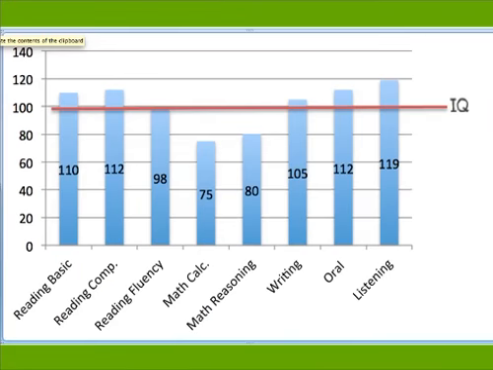Let's look at some examples. What do you think this student might qualify for in terms of specific learning disabilities, given an IQ of around 100 and the scores in the sub-areas of achievement listed below? Probably math calculation and math reasoning, right? Those other categories are either equal to or above what we would expect in terms of their ability and IQ score.